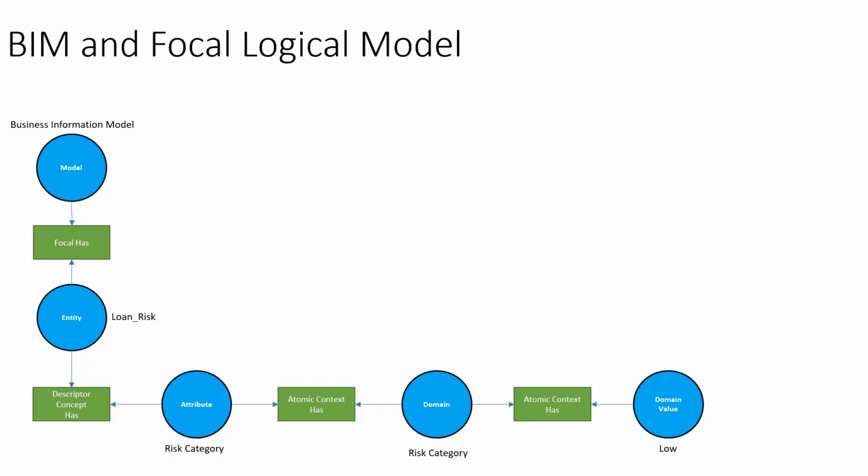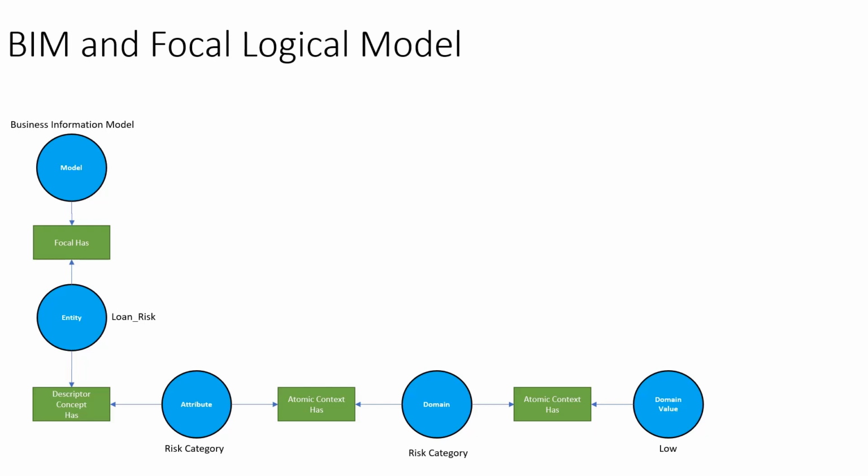This is an example where we can see one attribute, risk category, from the business information model. If you look at the attribute focal, we have risk category as a name representing the instance of data.